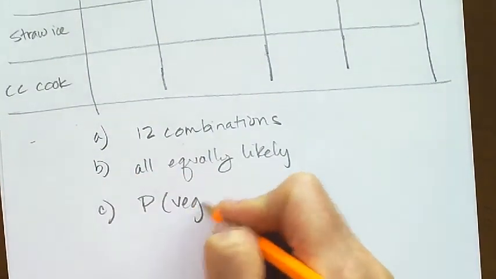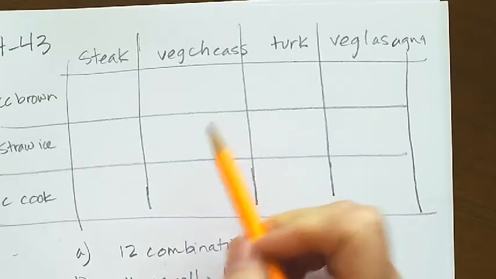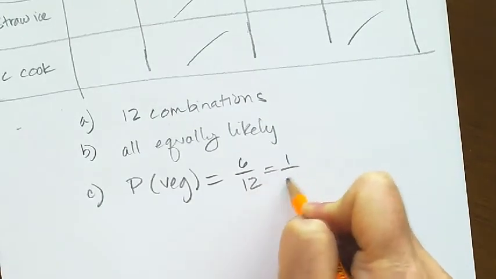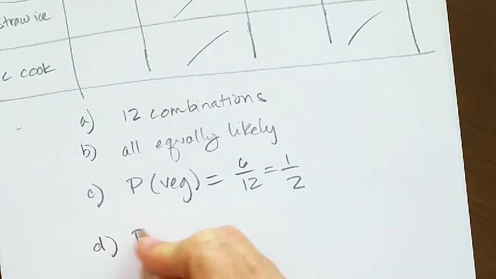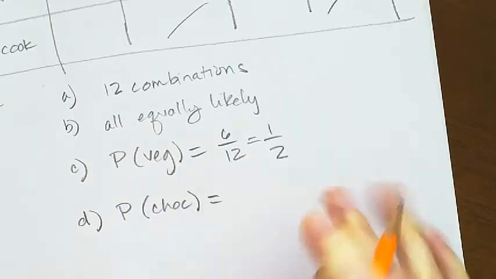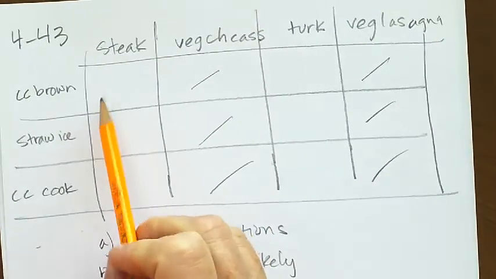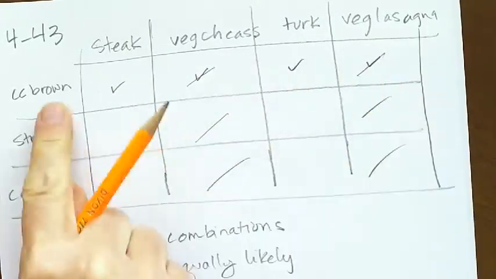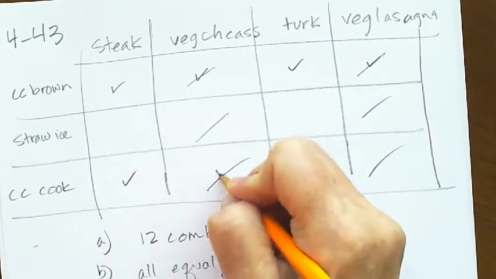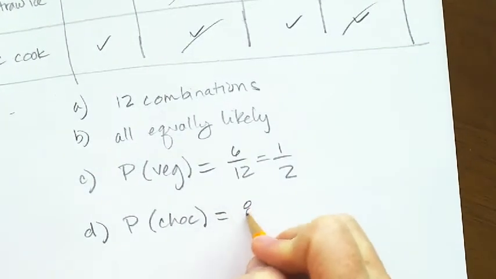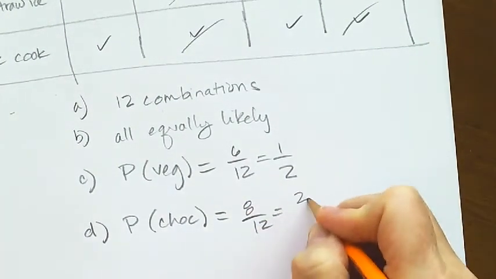So part C, probability of getting a vegetarian meal. There are 1, 2, 3, 4, 5, 6 vegetarian options. So that's 6 out of 12, which reduces to 1/2. And then part D, the probability of picking a menu with chocolate. Okay, well, you got chocolate chip brownies. All 4 of these have chocolate chip brownies, and all 4 of these have chocolate chip cookies. So that's 8 out of 12, which reduces to 2/3.